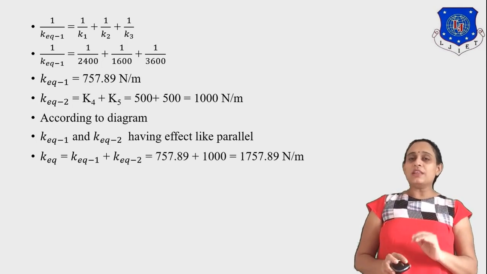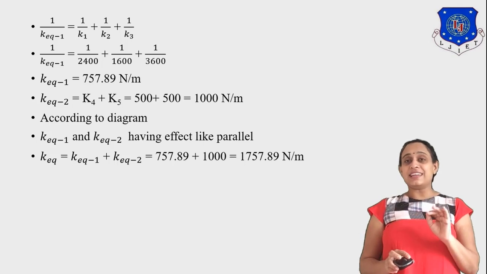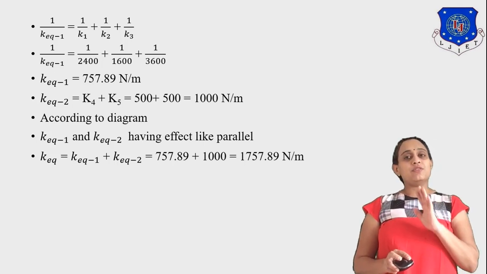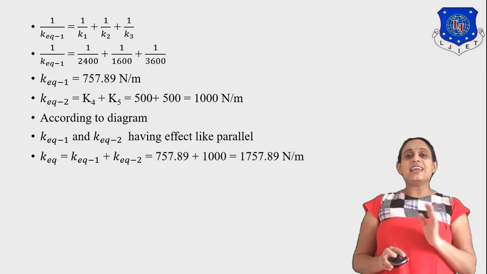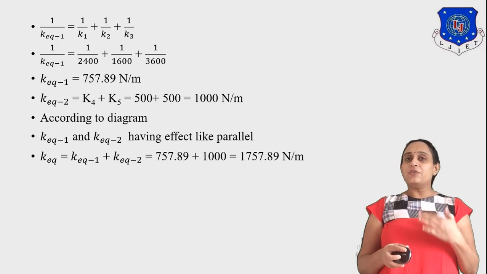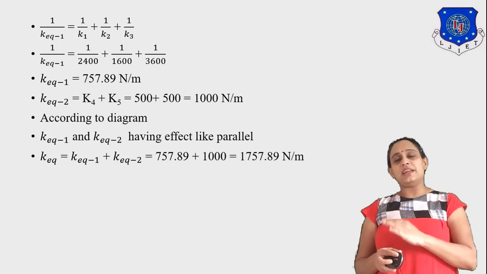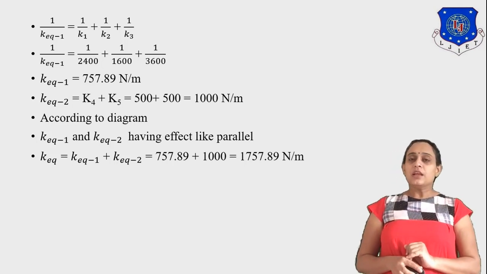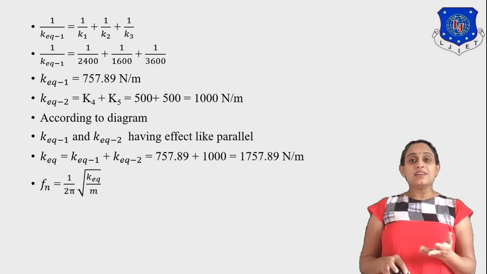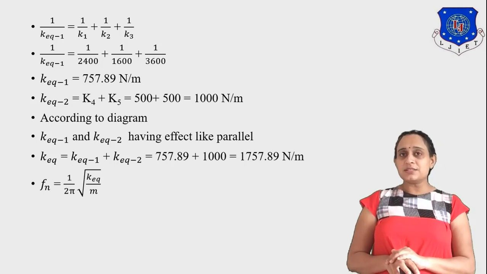Okay, so what is the final K equivalent value? It is K equivalent is equal to K equivalent 1 plus K equivalent 2. So let us have the sum of it. And what is the sum? 1757.89 Newton per meter. Now this is the method of K equivalent. Now what is the frequency? The frequency value is given to us.